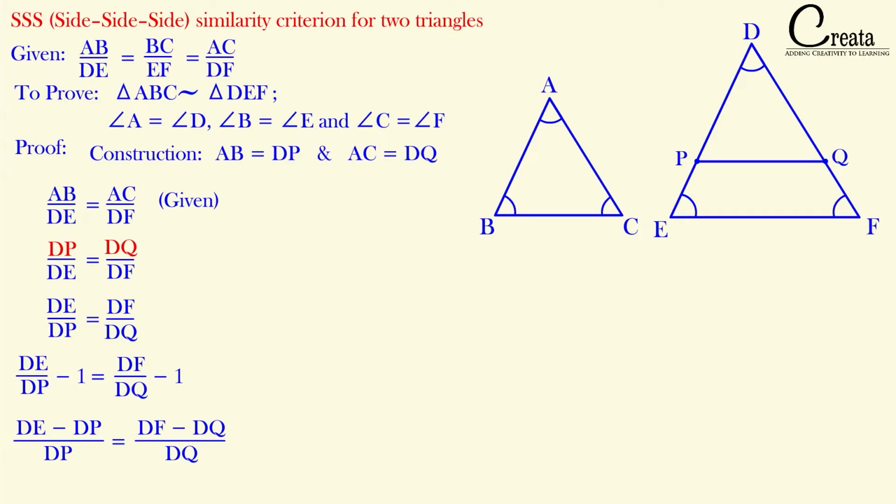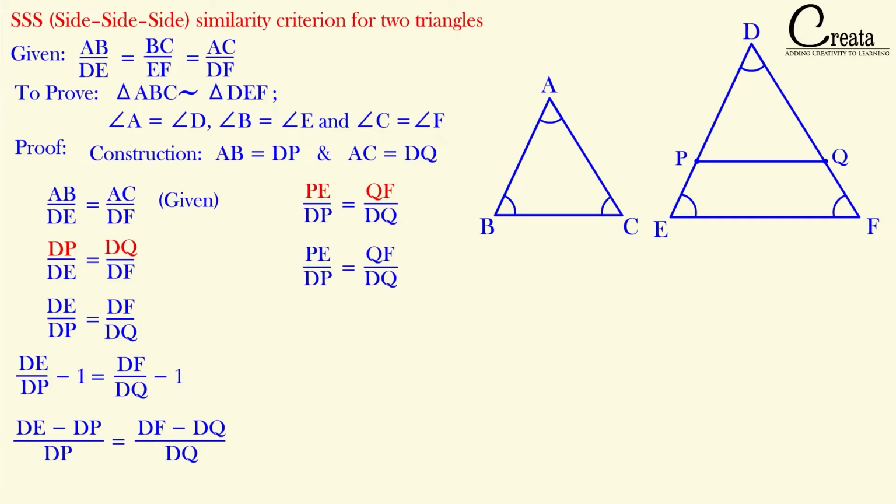If we compare this equation with the figure, here dE minus dP. DE is the complete side of the triangle and dP is this line segment. So we got DE minus dP as PE, this line segment. Similarly, DF is this line segment. So DF minus DQ will be equal to QF, this line segment. So we got a new equation, that is PE upon dP equal to QF upon dQ.